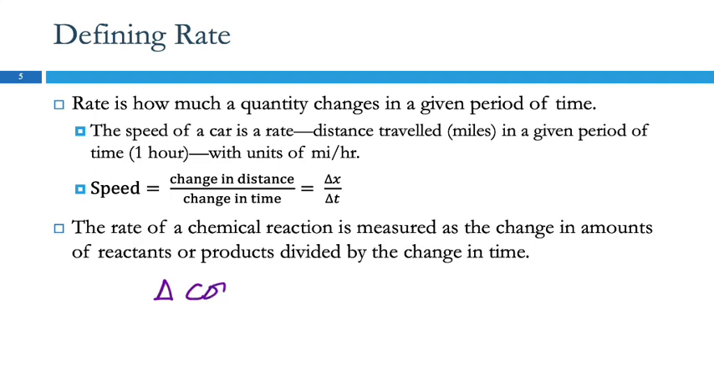So change in concentration divided by change in time. Does that make sense? So it's the per unit time, just like how fast your car's going. But instead of looking at a position along the road, we're looking at the concentration. We can look at the reactants, because they're going down, or we can look at the products as their concentrations increase.